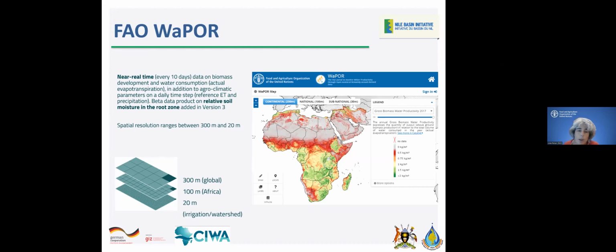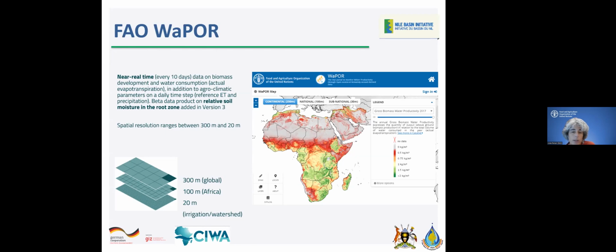I just wanted to mention, because I think it's important in the topic of today's webinar, that now in version 3, we will also introduce a beta, so a draft product, of relative soil moisture in the root zone that is particularly helpful for monitoring agricultural drought. That was the topic of the first keynote.